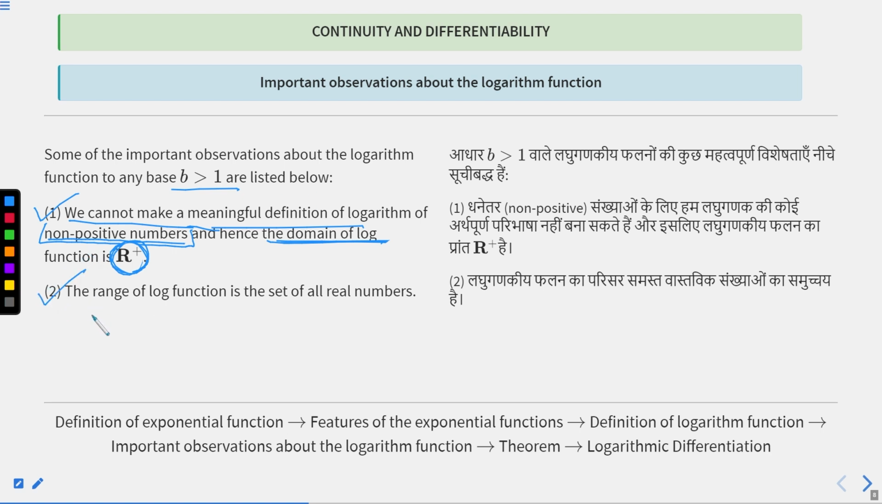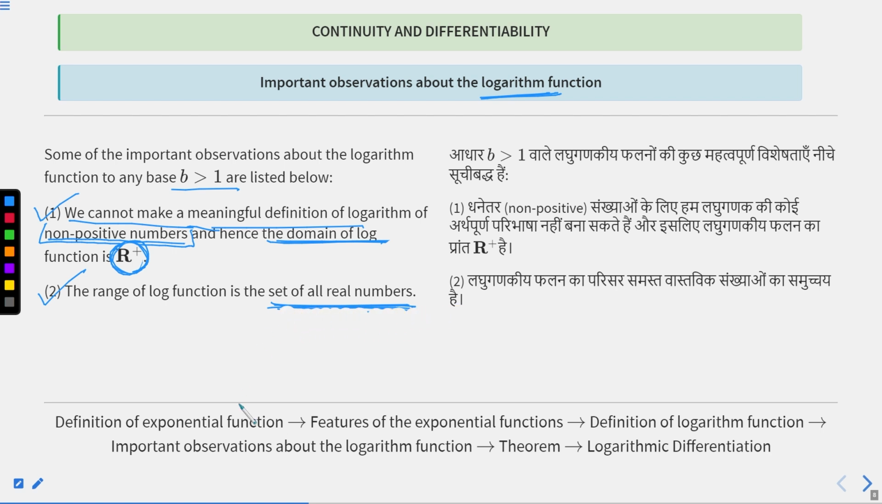If you remember, the range of the exponent function is open interval 0 to plus infinity. The range of exponent I'm talking about. Now let's focus on the logarithmic function. So you must know the range and domain for both log and the exponent functions. So the range will be the set of all real numbers.